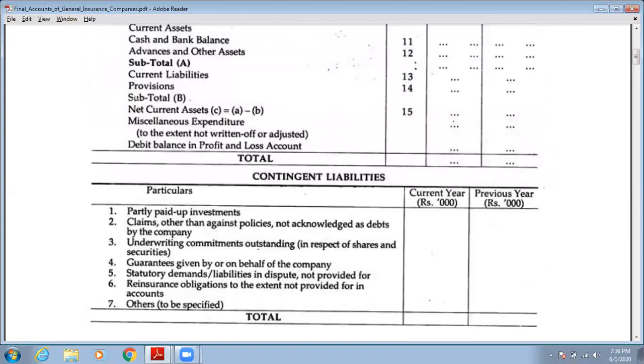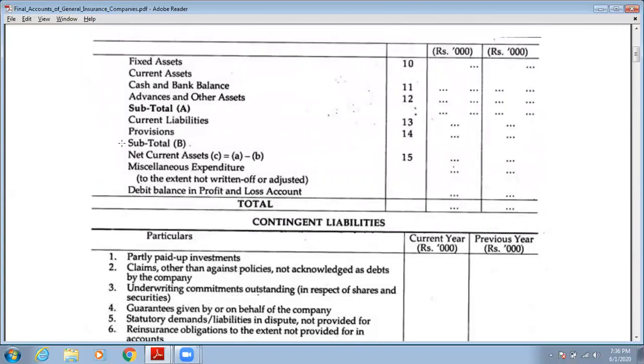Then next, you will total the B section, that means current liabilities and provisions, and you will total these two liabilities; that will be the subtotal. Okay. Now you will calculate the net current assets, that will be A minus B. Okay. So the net current assets you will write.